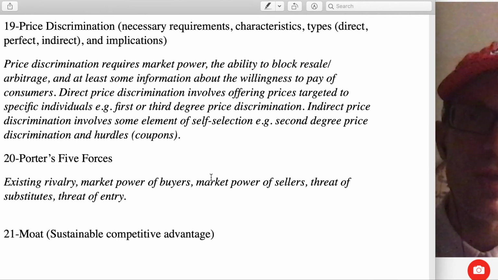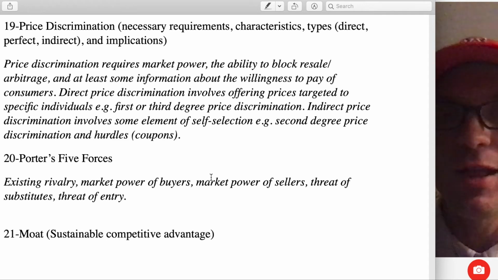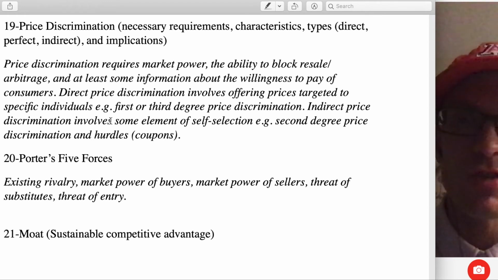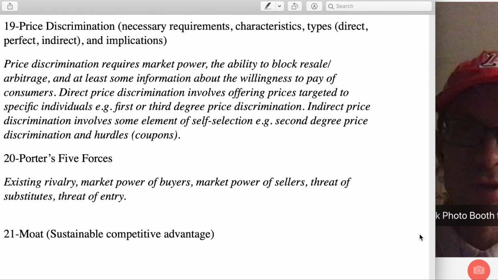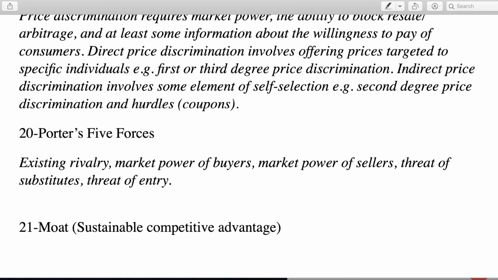So obviously we don't want that to happen with third degree price discrimination, for instance, and actually the other types of price discrimination as well. Direct price discrimination involves offering prices to targeted specific individuals. So this would be first degree price discrimination, where everybody gets their own price, or third degree price discrimination, where we have our demanders separated into groups by some identifiable characteristic that's correlated with their willingness to pay or their elasticity, such as whether they're a visitor or a local, or a student or a non-student, or a child or an adult, or something like that.